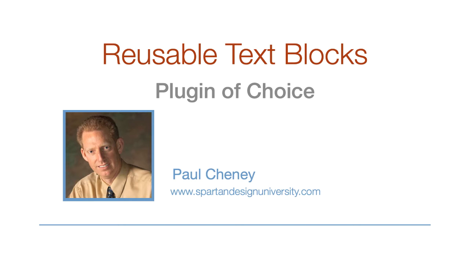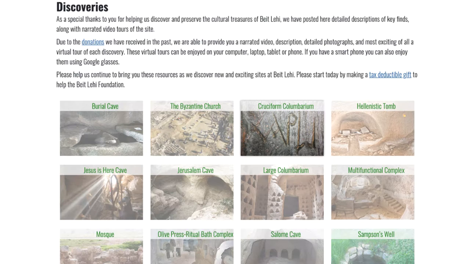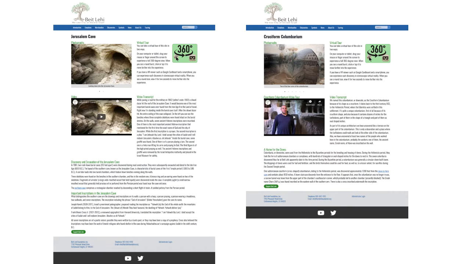For my plugin, I chose reusable text blocks for the Bette Leahy WordPress website. The Bette Leahy website has many discoveries which share the same basic layout. The layout looks like this with a slider of images, a video, and a link to a virtual tour. The instructions to access the panoramic tour for each discovery is the same on all the pages.